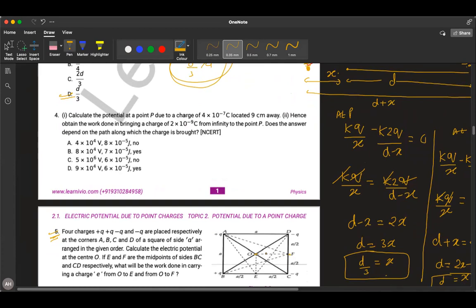So the hint is, first calculate potential at O. Potential at O is straightforward. You can just write the answer by looking at the diagram. Then calculate potential at F and then work done. For work done, the relation is work done from O to F is charge into potential at F minus potential at O.